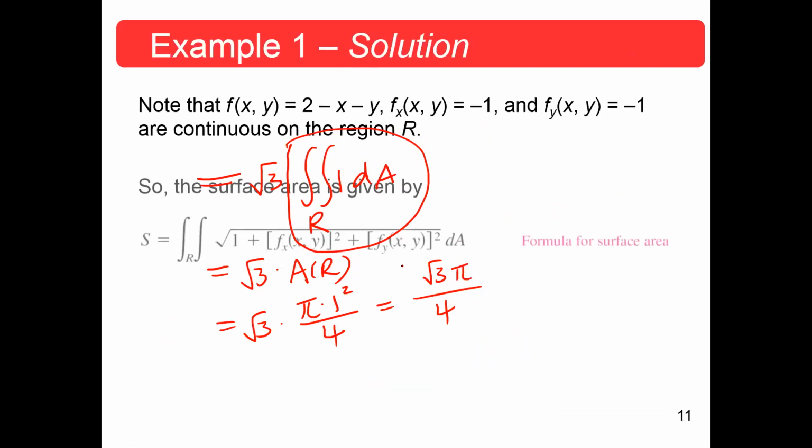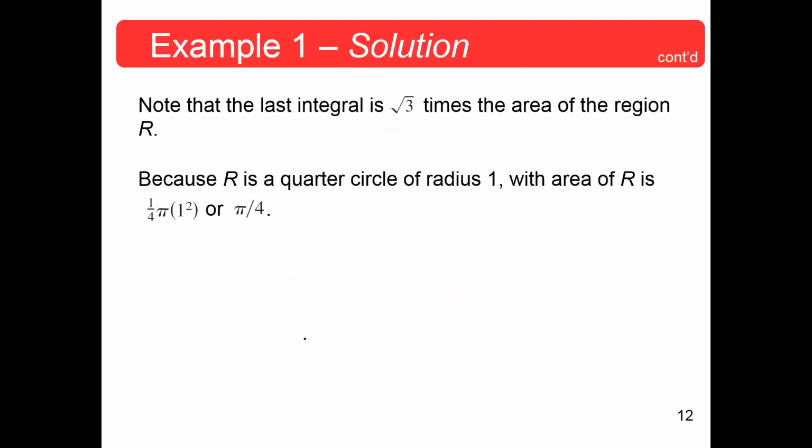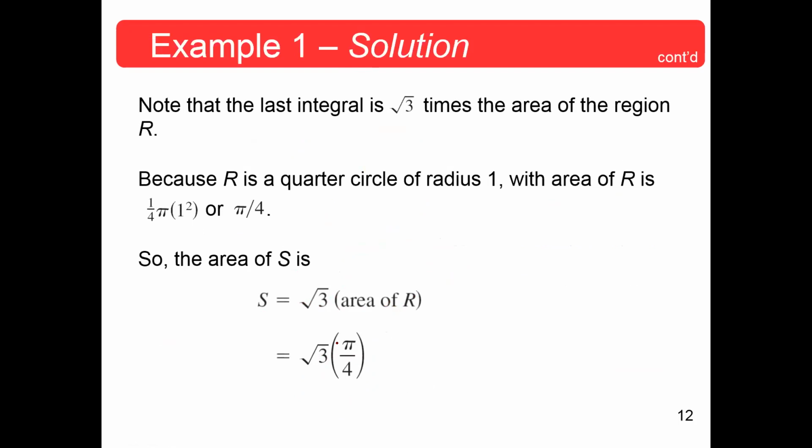I've attached the solution here. Again, S would be the double integral of root of 1 plus partial x squared plus partial y squared dA. Computing both, you get negative 1 squared and negative 1 squared, so we get the integral of root of 3 dA, which is root of 3 times the double integral of dA over region R, which is eventually root of 3 times the area of R. That's root of 3 times pi over 4.